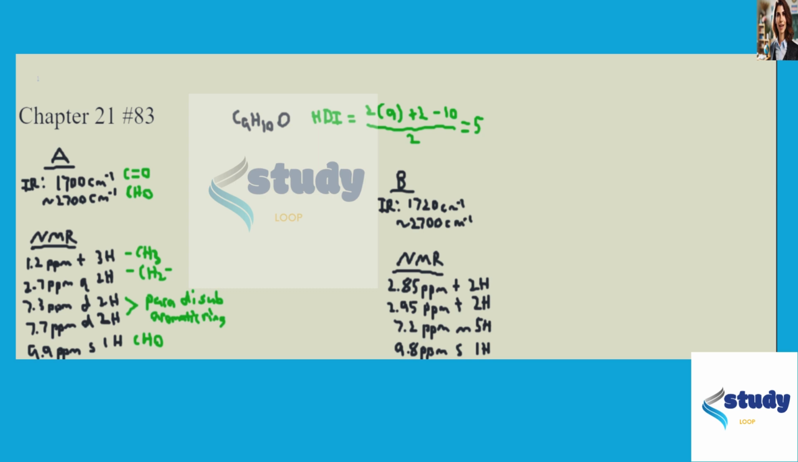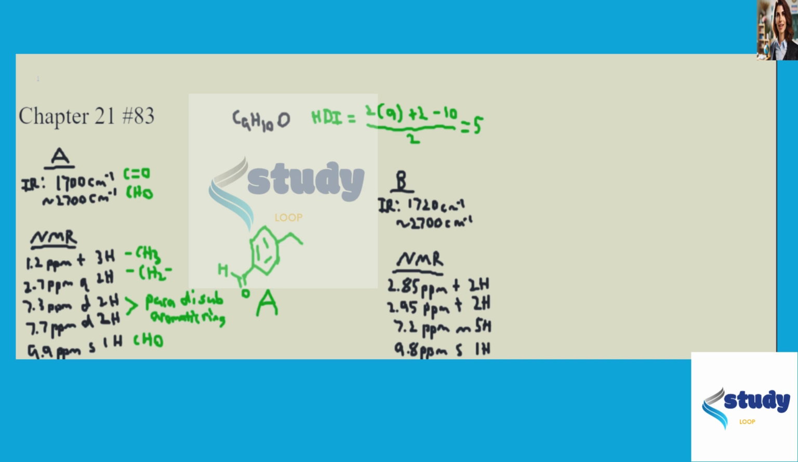Okay, so when we put this all together, we have an aromatic ring. We have a methylene group next to a methyl group, so like that. And then para substituted to that, we have an aldehyde. Okay, and so that's the structure of A. We'll do the same thing for B.